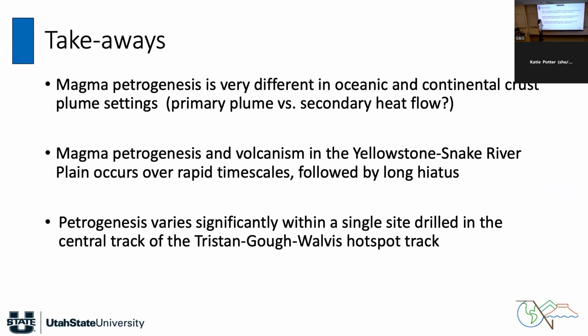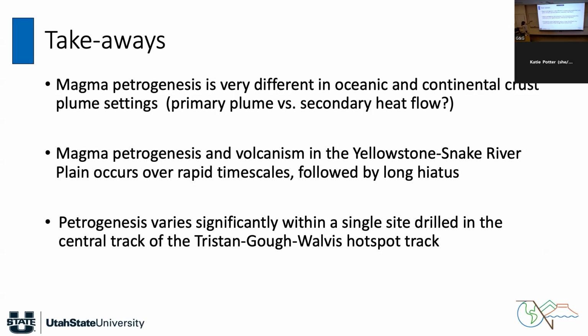One of the caveats in comparing the Yellowstone and Walvis systems is that the Walvis system actually represents primary plume interactions with the oceanic crust in that location. And at Yellowstone, most of our basalts on the surface of the Snake River Plain are a product of secondary heat flow, the aftermath of plume magmatism and the generation of these rhyolite magmas.